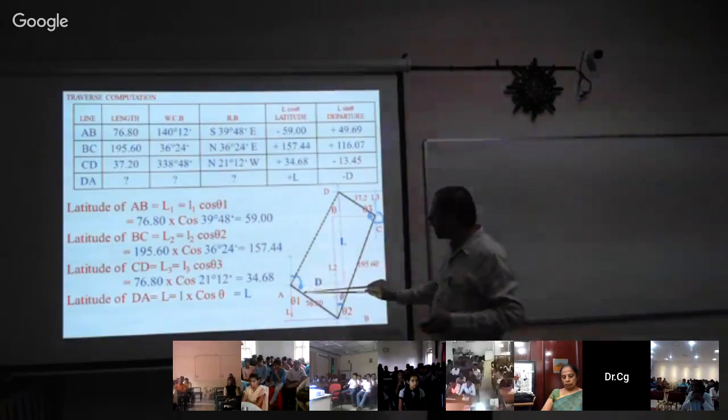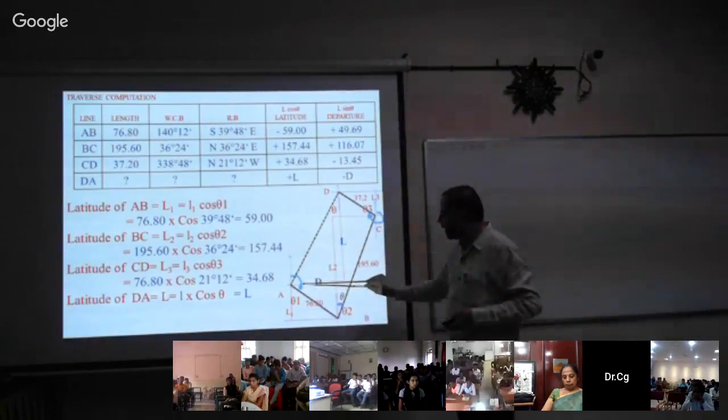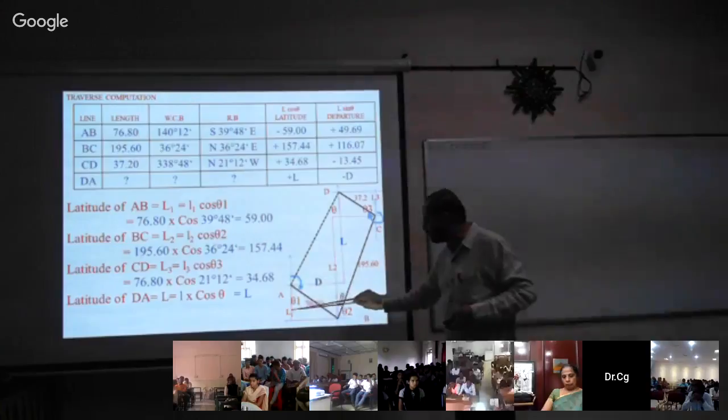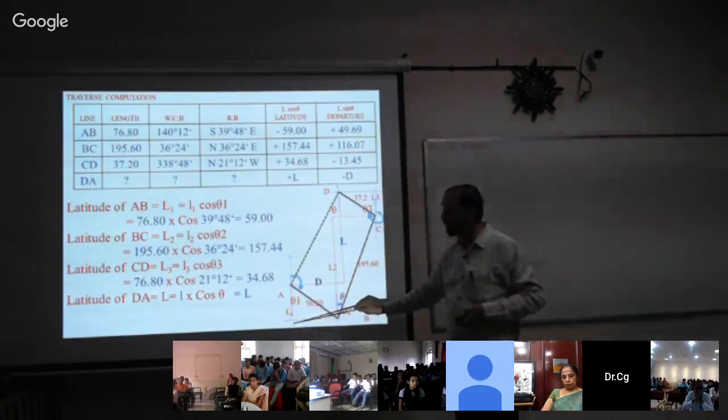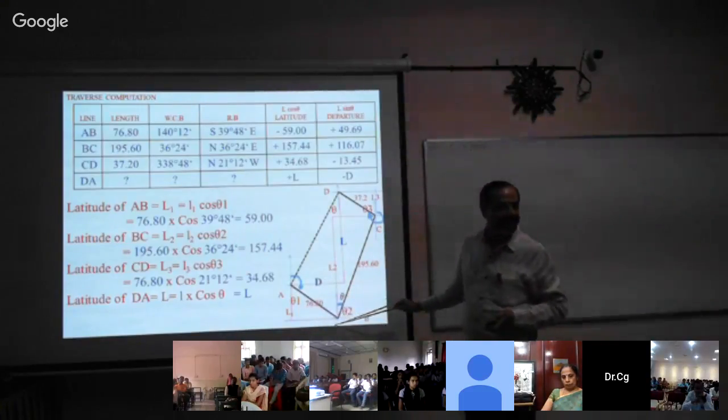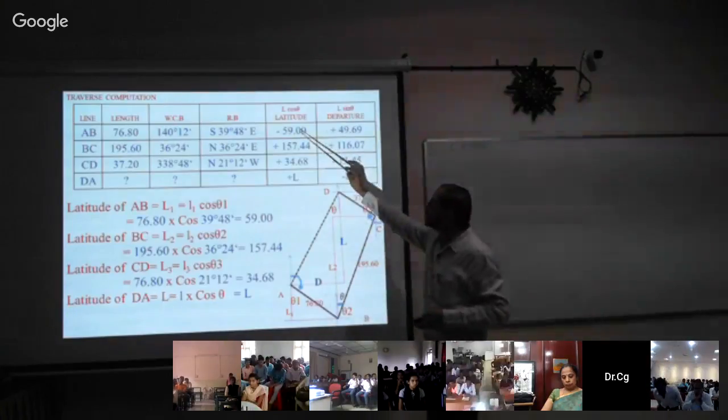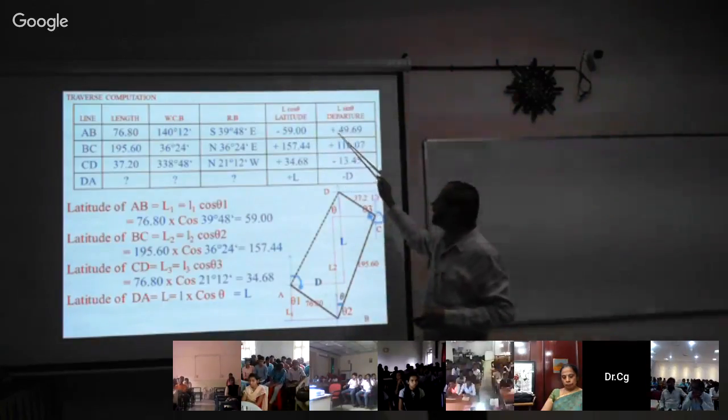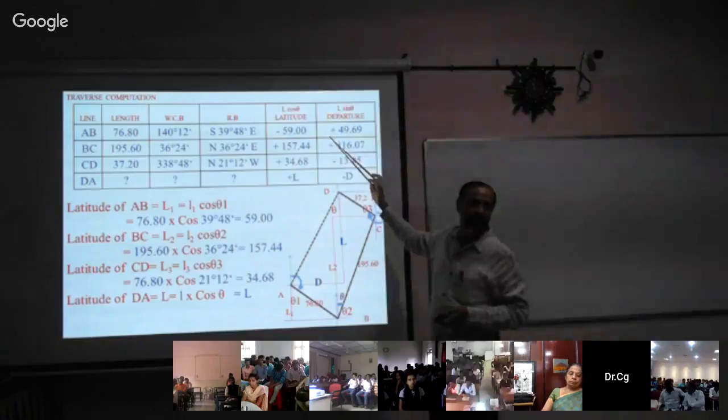And the latitude and departure of the line AB. Latitude is down, therefore it is negative, and departure is east, rightward, so it is positive.